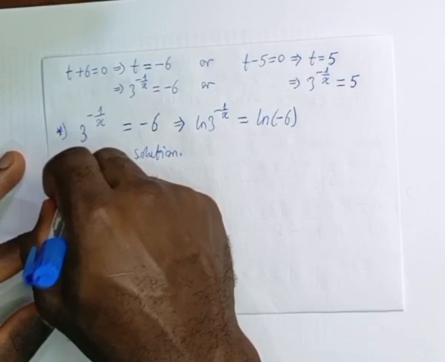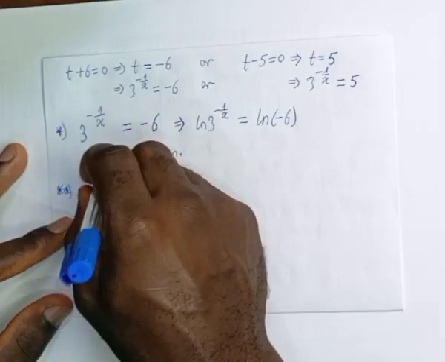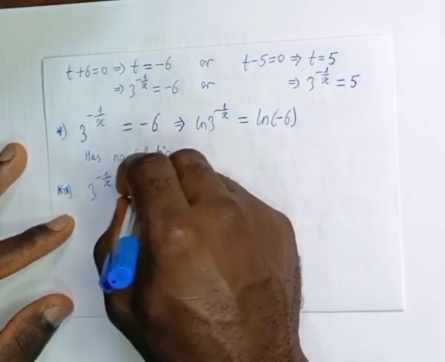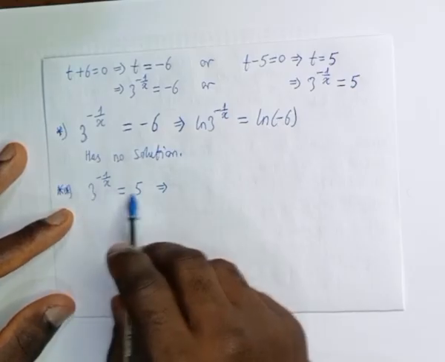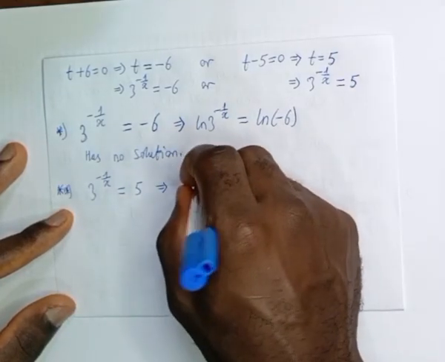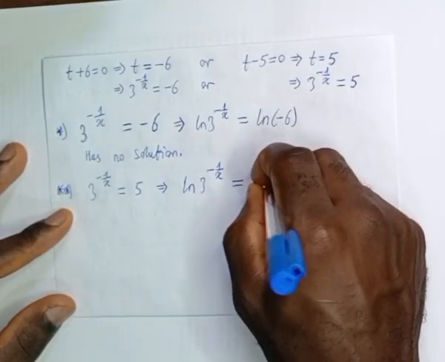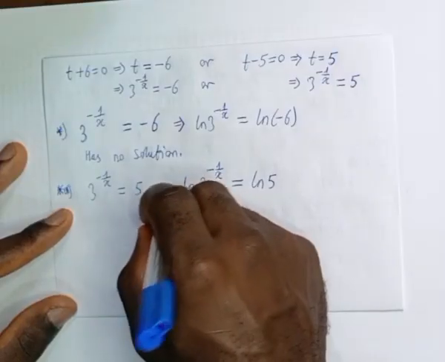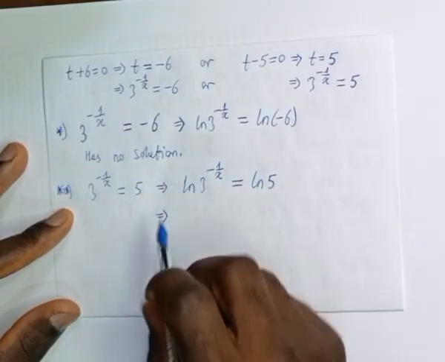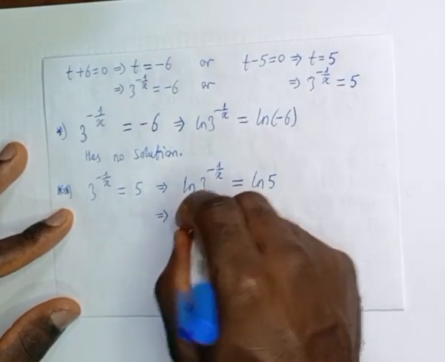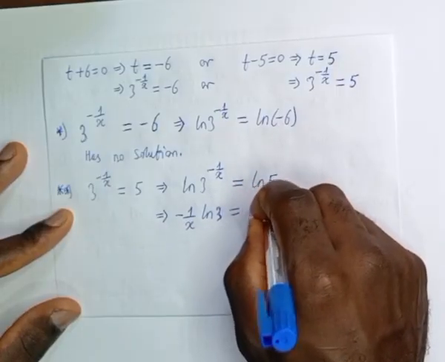We take the second star, which is for the second one, 3 raised to the power -1 over x equal to 5. Then taking ln on the left hand side and on the right hand side, this gives us the ln of 3 raised to the power -1 over x to be equal to the ln of 5. Then applying the law of power, we are going to send out this power. -1 over x times ln 3 is simply equal to the ln of 5.